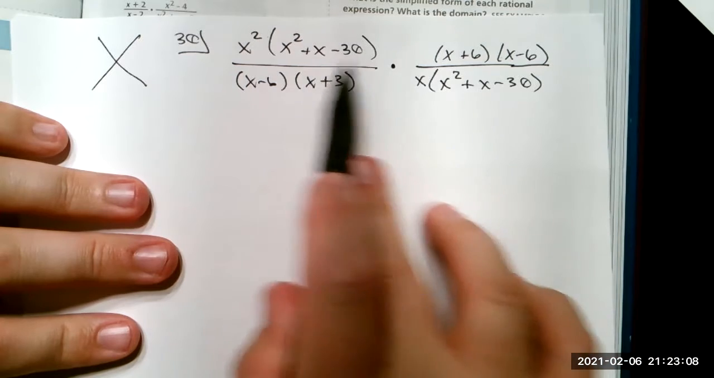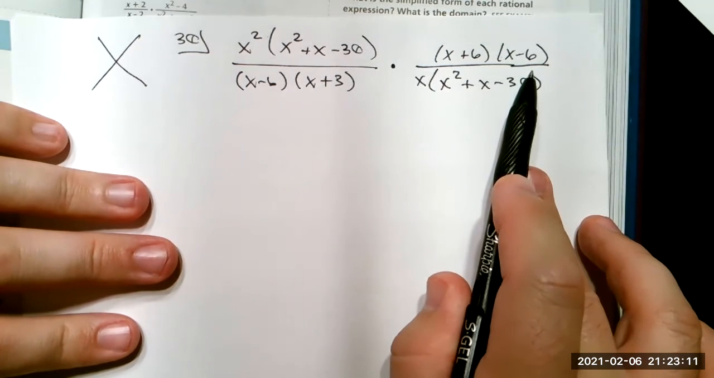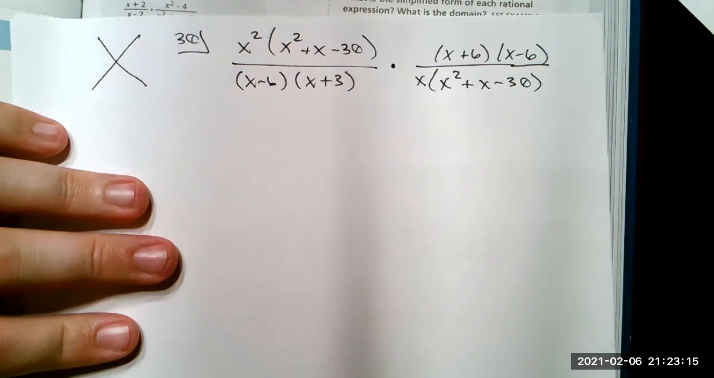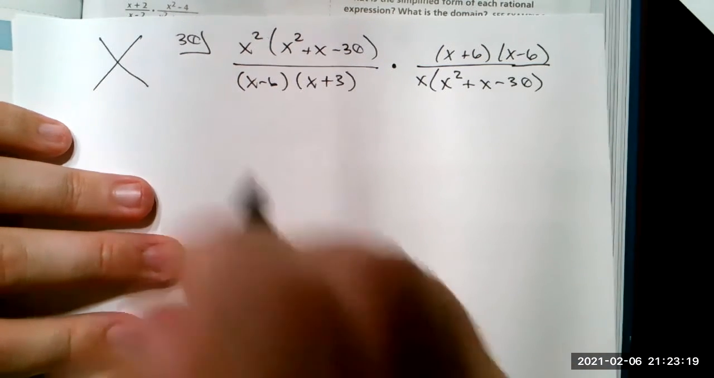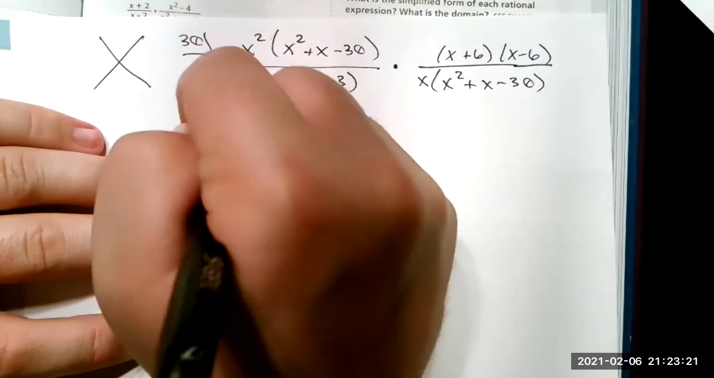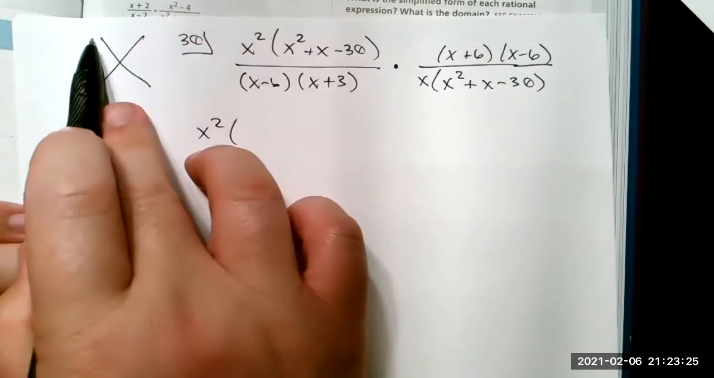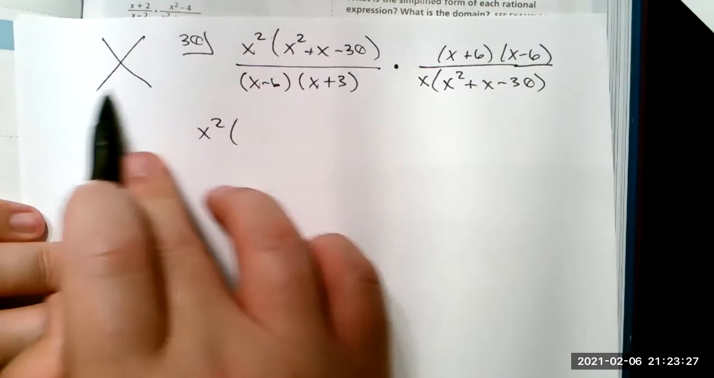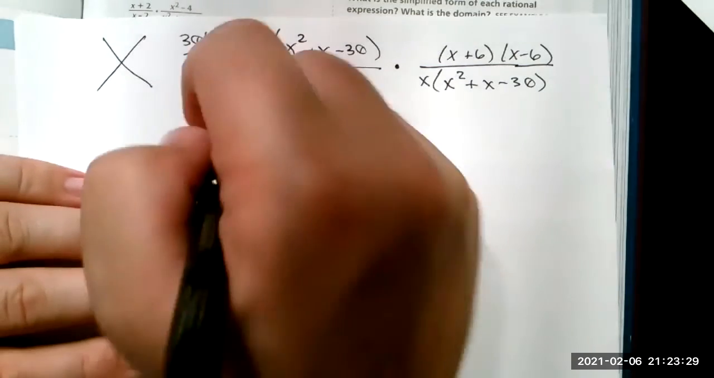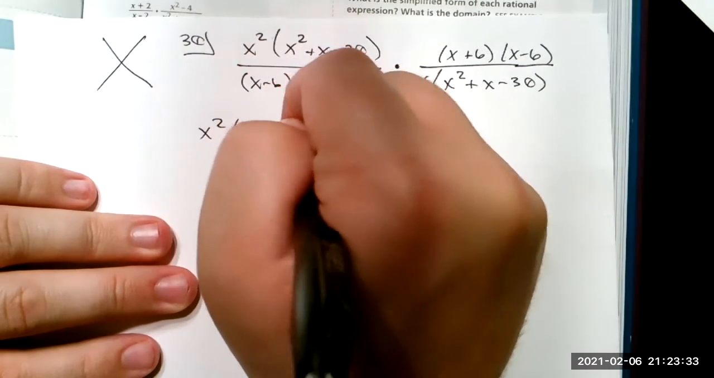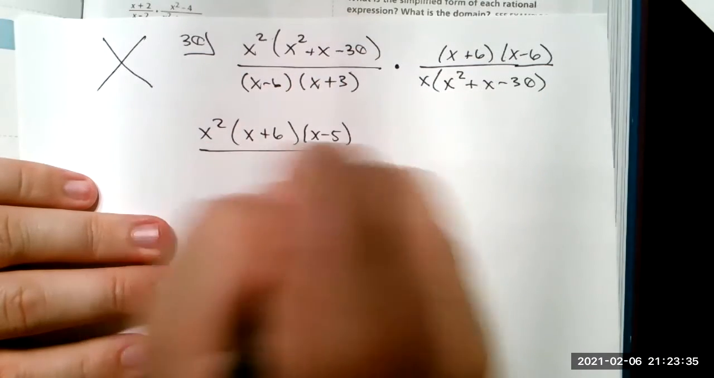They're the exact same thing. You could cross them out. If you had a problem that didn't ask for domain restrictions, bam, bam, you wouldn't even have to factor it. But since I do have to state my domain restrictions, I'm going to factor it. So I still have an x squared up top. Again, I'm going to factor this, which just means plug it into my x, do the math, come up with those two numbers. That's going to be x plus 6 times x minus 5.